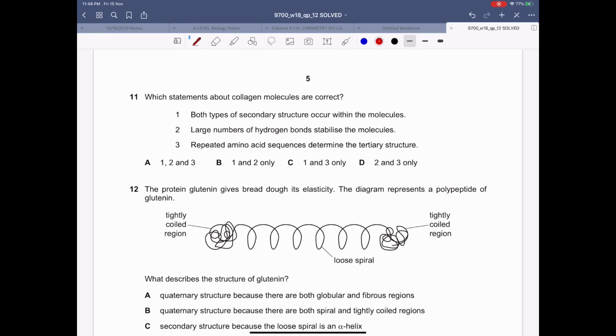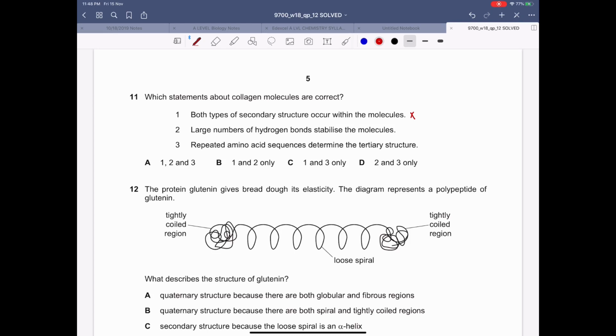Okay, question number 11. Which statements about collagen molecules are correct? Number 1, both types of secondary structure occur within the molecules. So we know that the collagen molecule does not have these secondary structures. It neither has an alpha helix. I mean, it has a special kind of alpha helix, and then it doesn't have a beta-pleated sheet. So for the collagen molecule, statement number 1 is wrong.